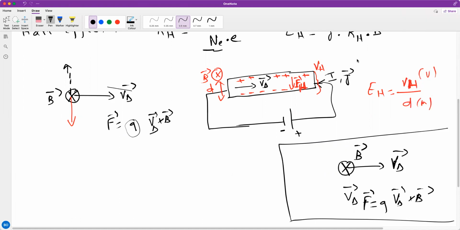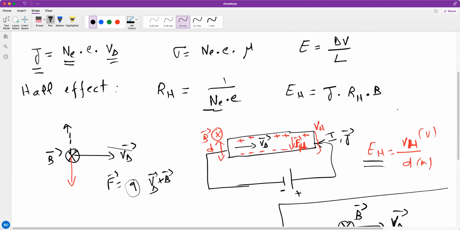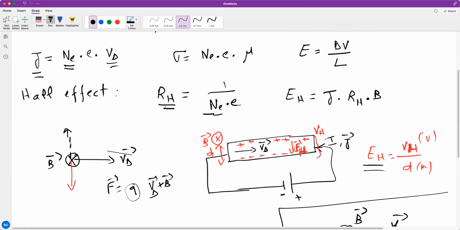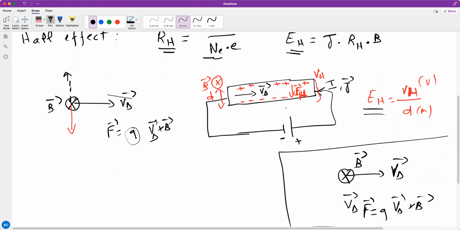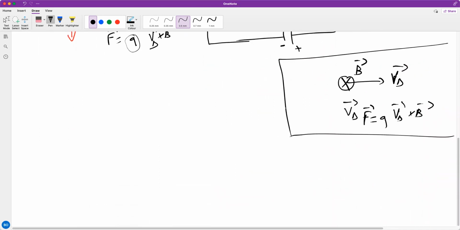Okay, so this is what I wanted to mention: once you get the Hall electric field, then you have all the formulas here. Someone told me Rydberg constant, and it's wrong. It's not the Rydberg constant. It's the Hall constant, the Hall coefficient, and the Hall electric field, and you have everything. Okay. Any question? Now the last part.